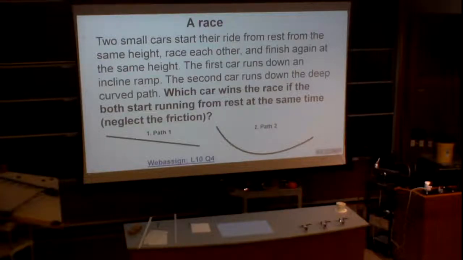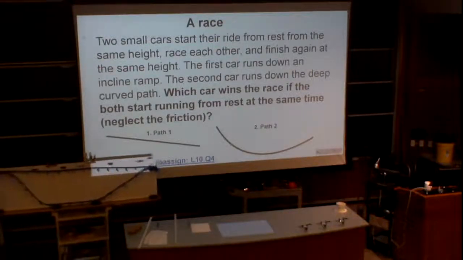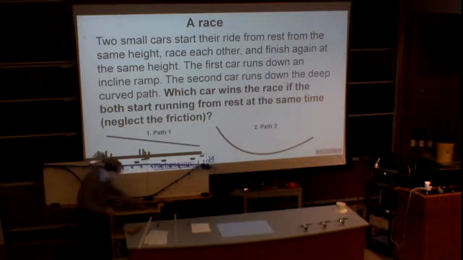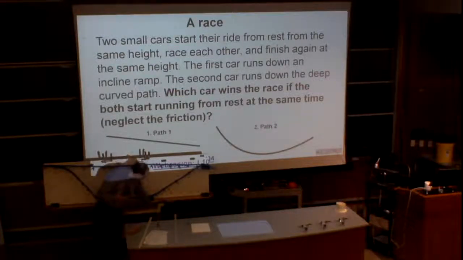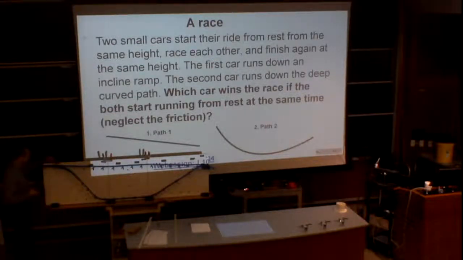This is what I'm going to ask you. You can see 2 tracks, number 1, number 2. And I have 2 carts. One will be traveling along path 1, second will be traveling along path 2.